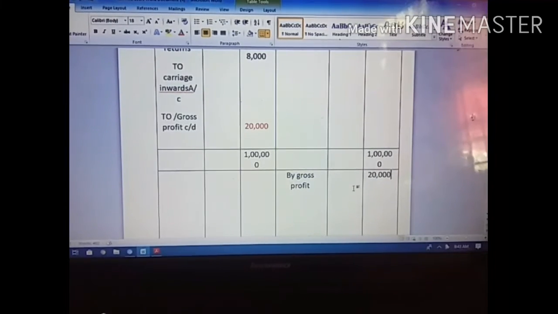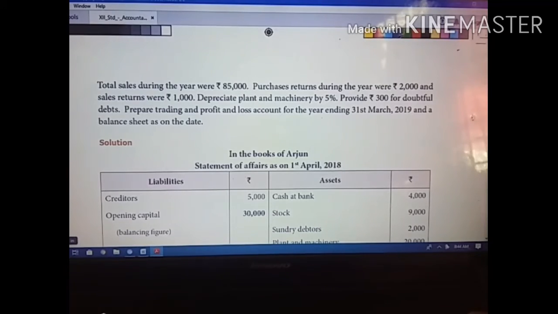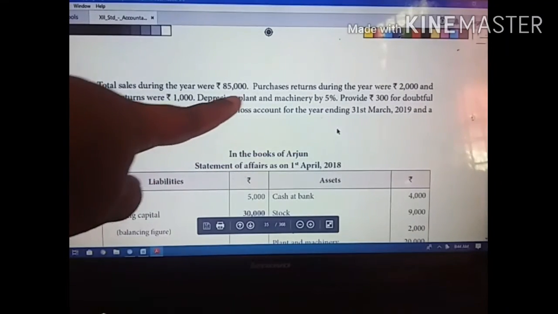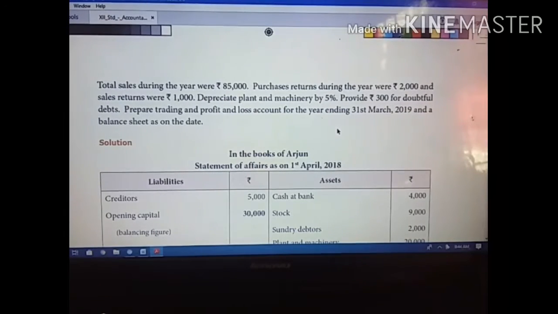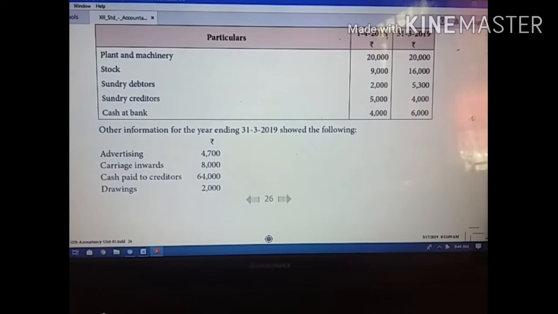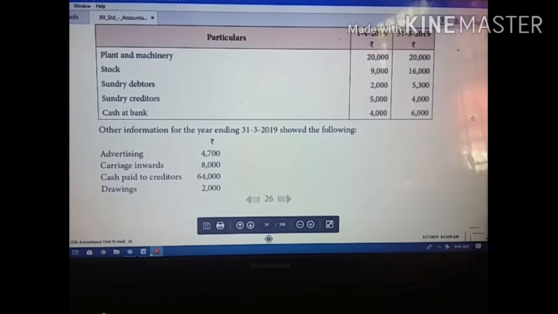Then we have to enter all the other information. If you see your question, some adjustments are given. Depreciate plant and machinery 5%. So you have to find the depreciation value on machinery at 5%, and provide 300 for doubtful debts. That amount we have to show on the P&L. Then advertisement is also in the P&L. So these things we are going to enter in the P&L account.